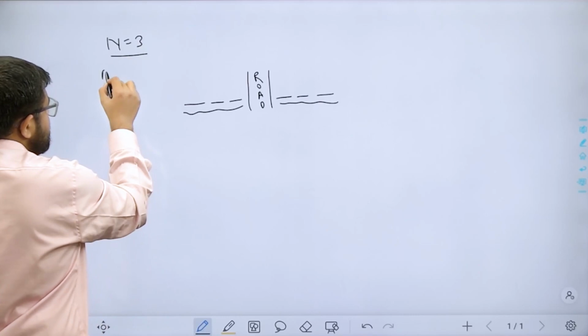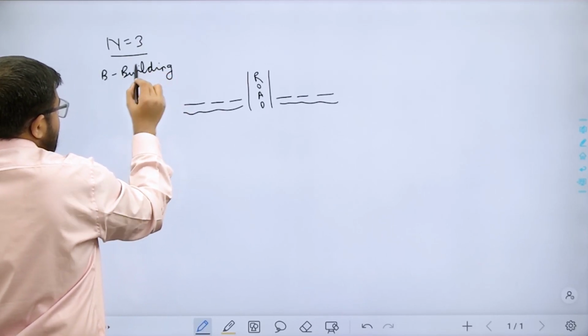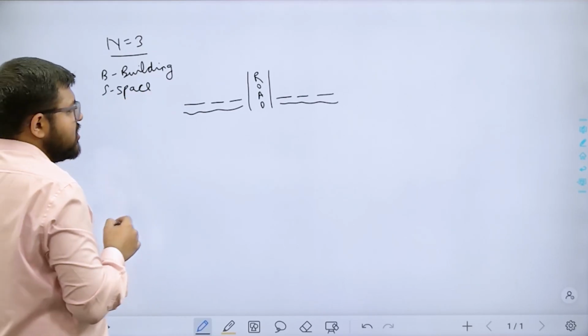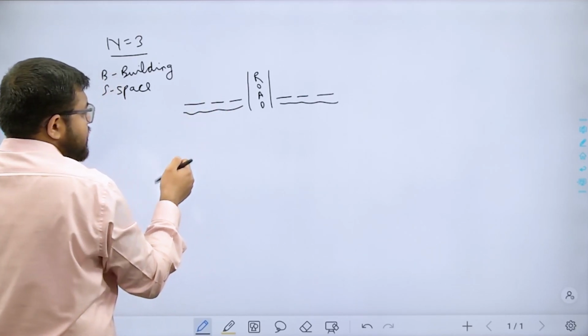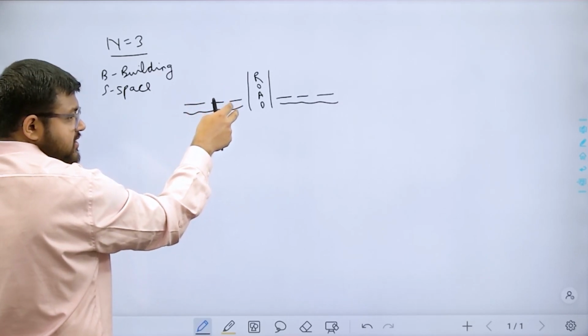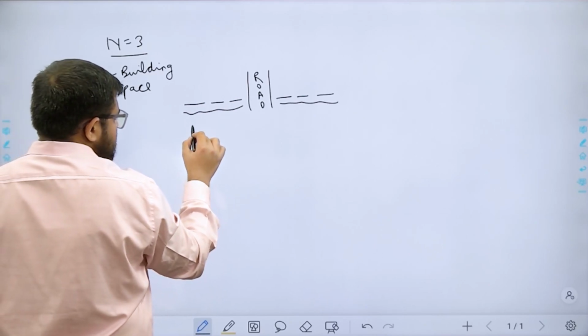Okay, so B means a building and S means space. Okay, so space means I have not constructed a building. So here how many ways are there? See, the total number of ways will be 8, because at every position you have 2 ways, either a building or a space, and in total there are 3 plots. So 2 to the power 3, you have 8 possibilities. What will be those 8 possibilities?